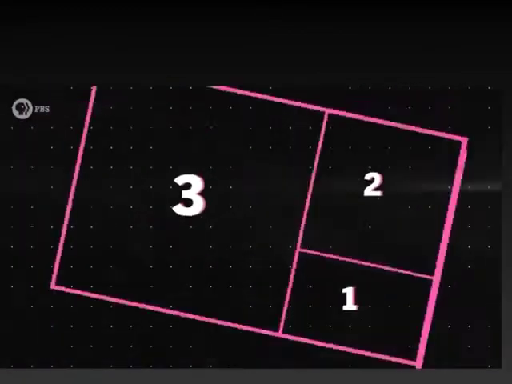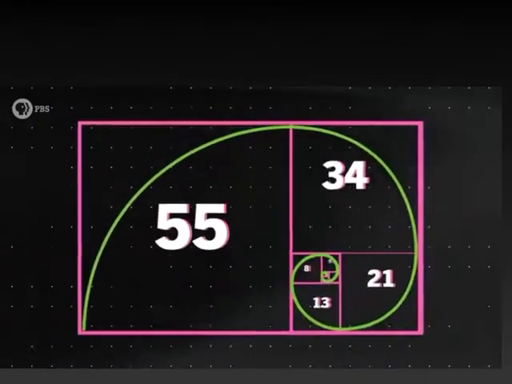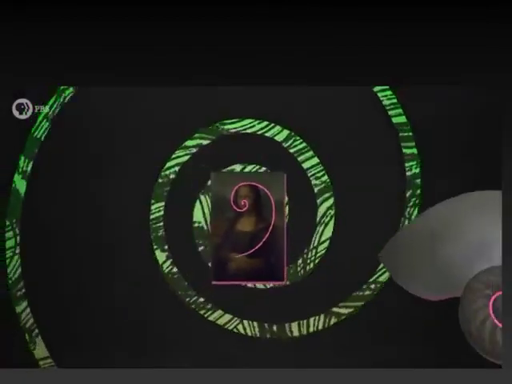Many believe this sequence could explain growth in nature. If you connect each corner of the squares with an arc, you get a golden spiral. Look familiar? A lot of people see these golden spirals everywhere.